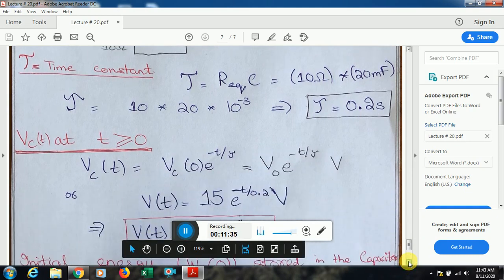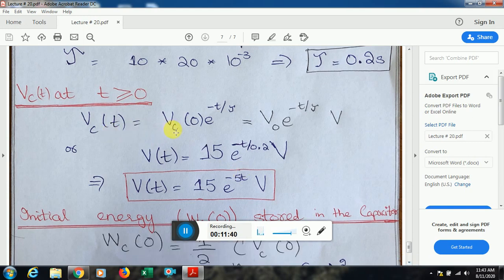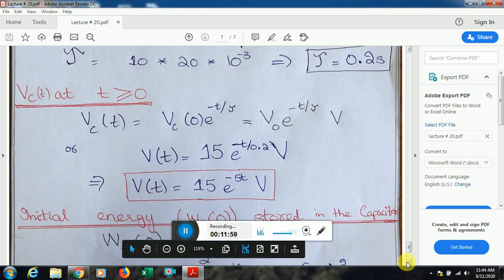Now the voltage of the capacitor at time t greater than 0 is Vc equal to Vc at 0, that is V naught, into e raised to power minus t by tau. By inserting the value of V naught, which we just found to be 15 volt, and tau as 0.2 second, we get to know that the capacitor voltage at any time greater than 0 is 15 e raised to power minus 5t volts.